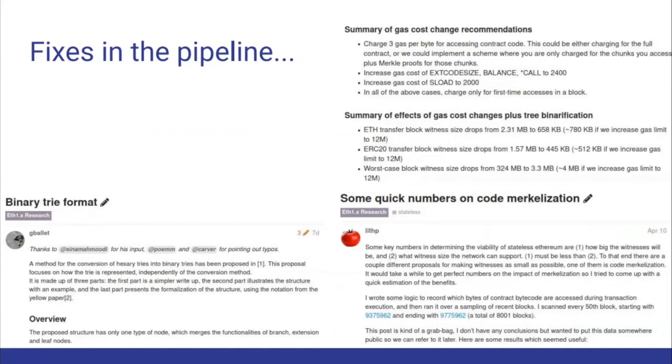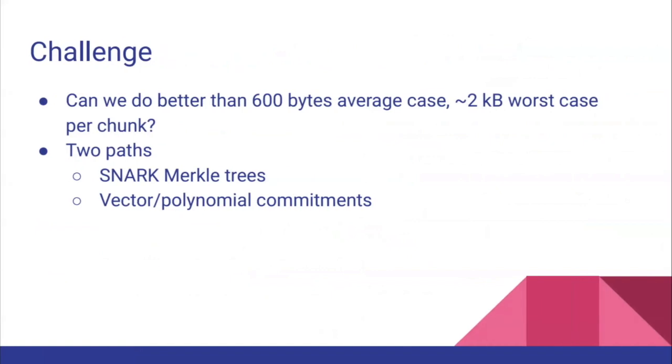So fixes in the pipeline, binary tree format, proposals to change the gas costs, code Merkleization, ETH 1.x, this is all happening, yay. Now, here's the challenge. Can we do better, right? Can we do better than having witness sizes that are K log(n/K) chunks? And in particular, can we do better than requiring, in the worst case, multi-megabyte witnesses for Ethereum blocks, because there's a lot of nodes that can't handle multi-megabyte witnesses.